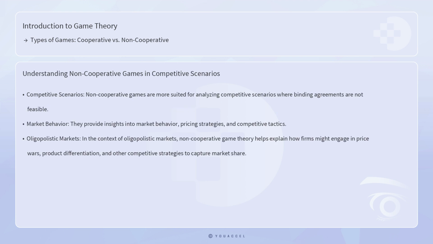Non-cooperative games, however, are more suited for analyzing competitive scenarios where binding agreements are not feasible. They provide insights into market behavior, pricing strategies, and competitive tactics. For example, in the context of oligopolistic markets, non-cooperative game theory helps explain how firms might engage in price wars, product differentiation, and other competitive strategies to capture market share.